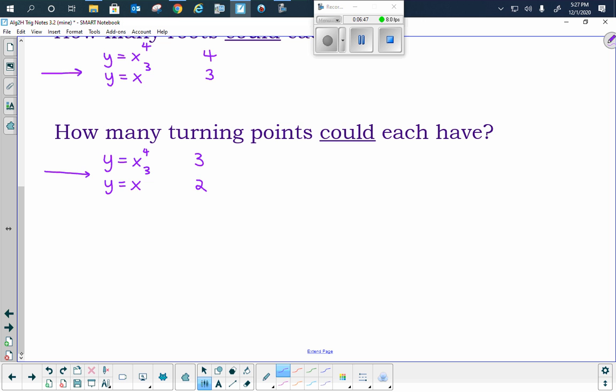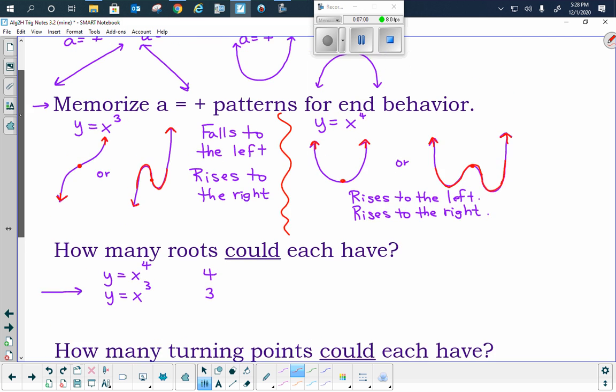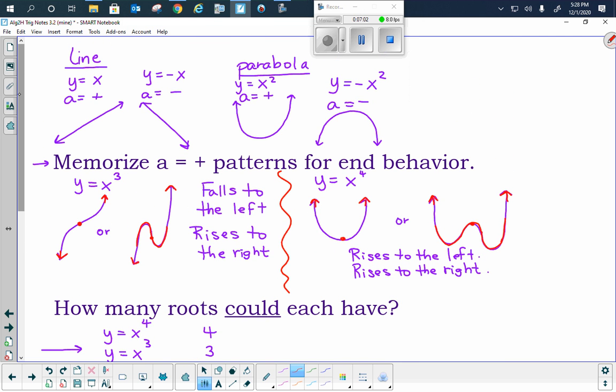So if I was asking you then to sketch y equals x to the fifth, let's notice the pattern, guys. Look at x to the first. The right one is going up. X squared, the one on the right, is going up. X cubed, the one on the right, is going up. X to the fourth, the one on the right, is going up. So I'm comfortable saying that if a is positive, the one on the right is always going up.